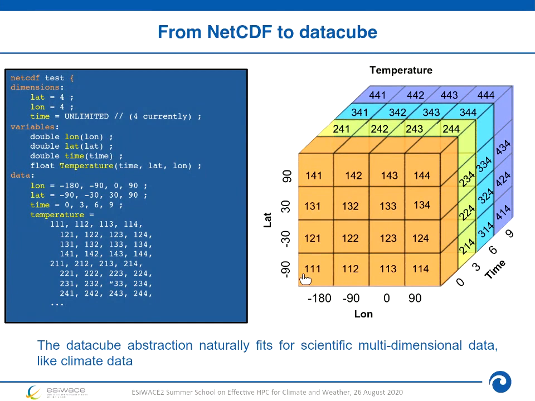So this value here on the lower left part is the one corresponding to the first latitude, longitude and time combination. As we can see, there are different slices. We can think of every slice as a full latitude-longitude grid, and then we have different time steps, which is the way climate data is typically stored in files.